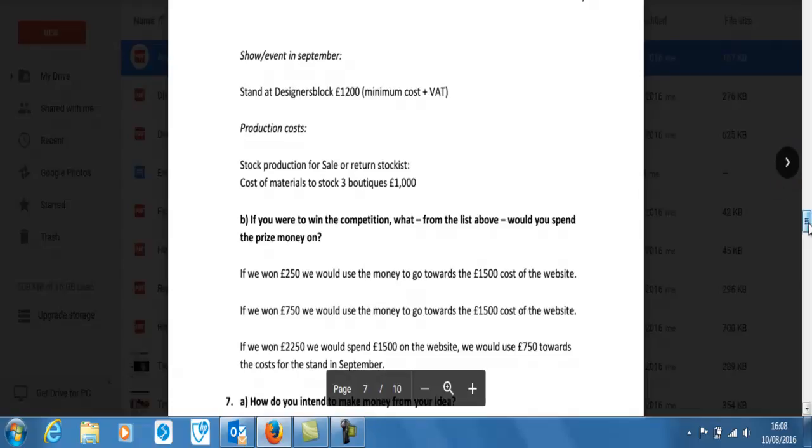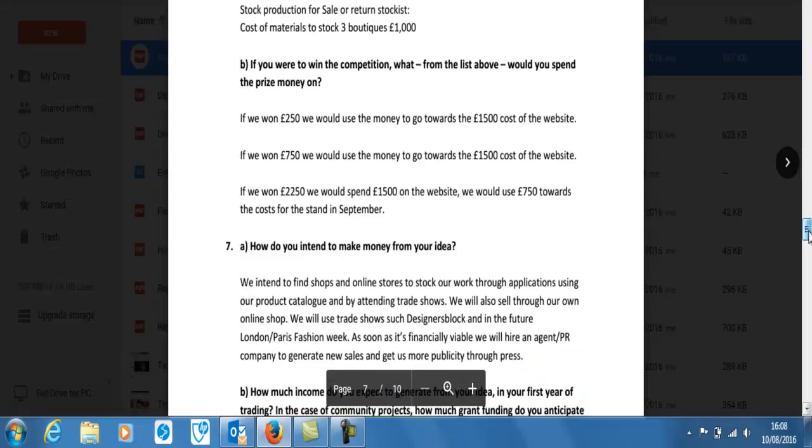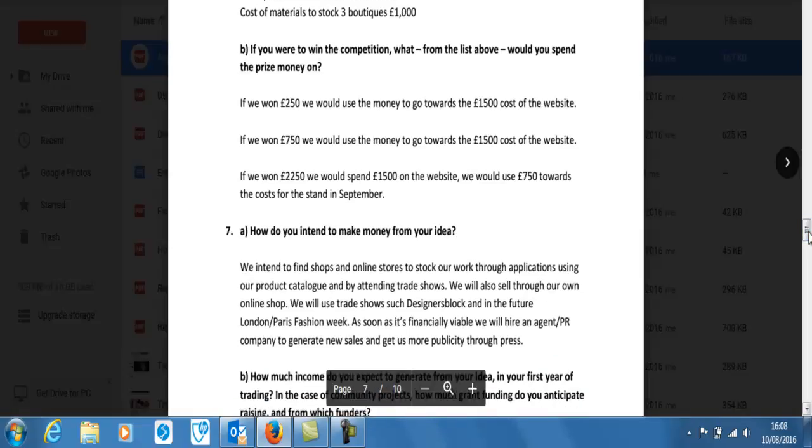Okay, so the next thing is, if you were to win the competition, what would you spend the money on? Now, the best quality answers will break it down. So in 2015 to 2016, the way we arranged the prize money was we would have the top prize for each category won 250, second place won 750, and then if you didn't win either the first or second place, but were one of the 10 shortlisted entries, you'd win £250. So we want to see that you can prioritize your spending.